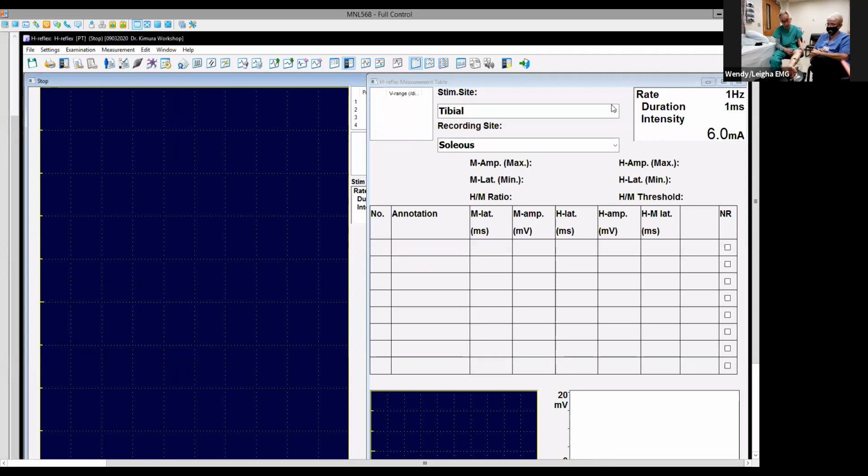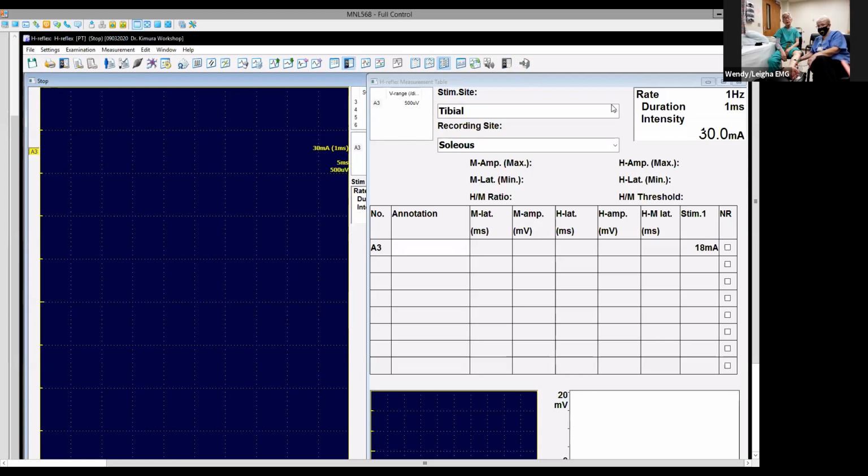And you stimulate the tibial nerve at the knee. You use longer duration, 1 millisecond, and you use very small intensity because you are trying to get the sensory fiber activated, which go back to the spinal cord, make monosynaptic connection to the anterior horn cell, which then comes back to the soleus. And I have never done this before on me. So we try.